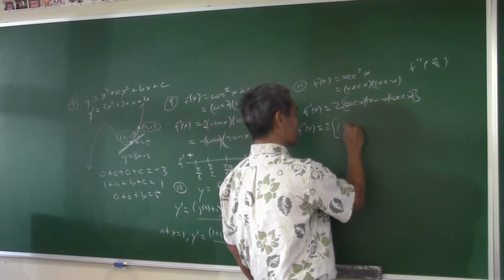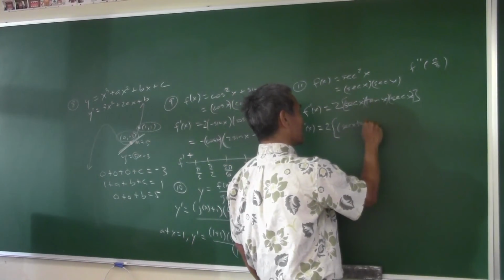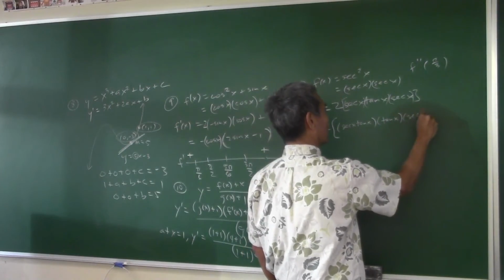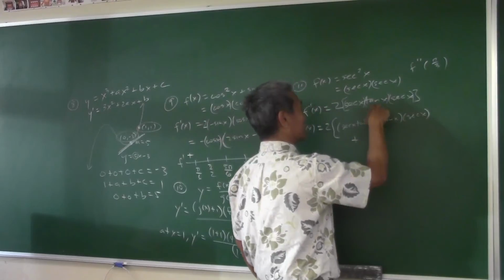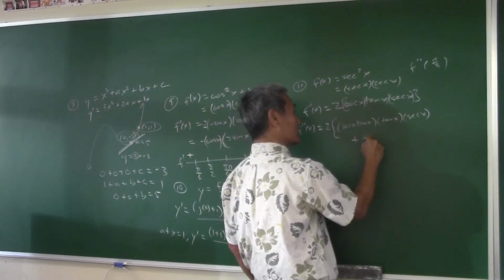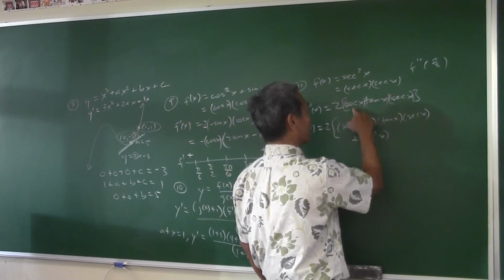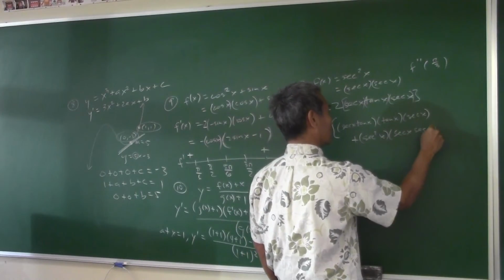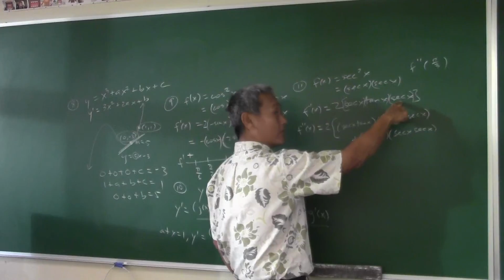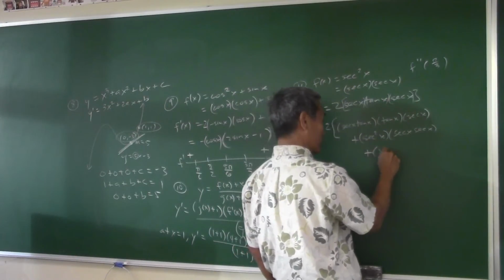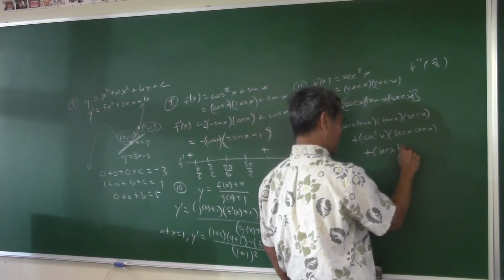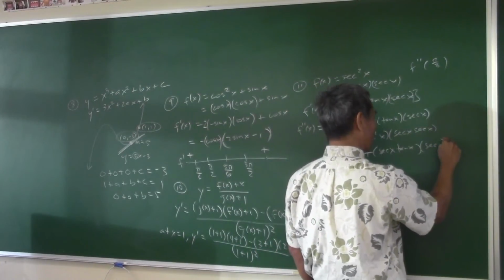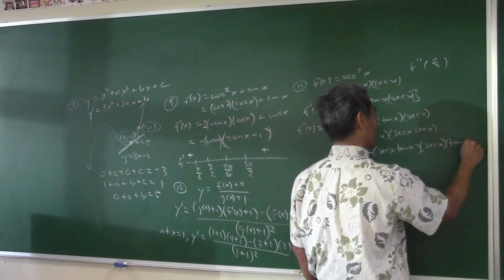Derivative of the first, secant x tangent x. Leave the other 2 alone. Plus derivative of the second one, which is secant squared x. Leave the other 2 alone. And then derivative of the third one, which is secant x tangent x. Leave the other 2 alone. So basically you just take turns, remember?